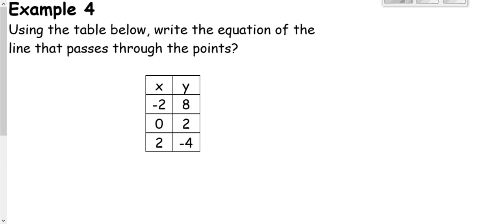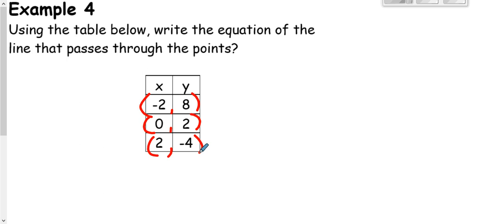So in examples 4 and 5, we have a table that we're using. And you're still going to use the same process. The difference is your points are already put in a table. Now, to write the equation, you need the slope and a point. So I only need one of those points for the equation. And then to find the slope, I need 2 points. So you have an additional point in here. All of these are coordinate points, right?